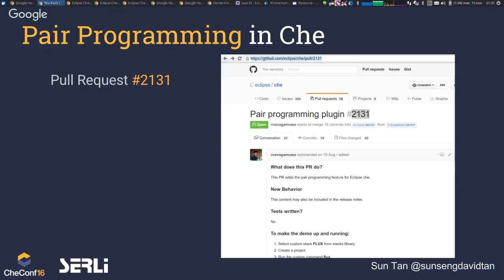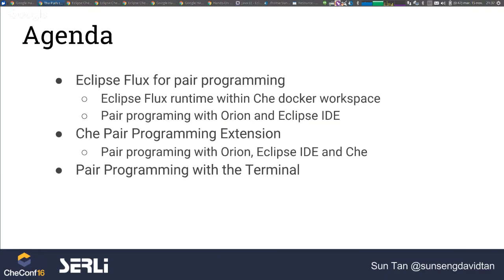Okay, so the pair programming plugins I'm going to show are about the pull request that we are currently working on. It's still in progress, and we're still working on it. It's in a branch, so you can access it and build it if you would like to test it right away.